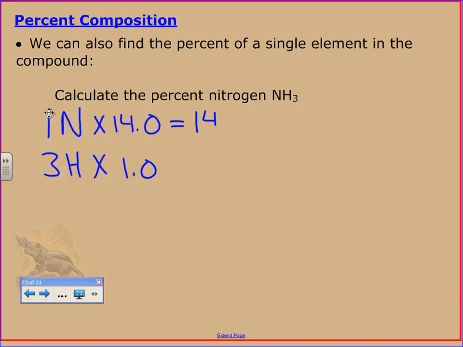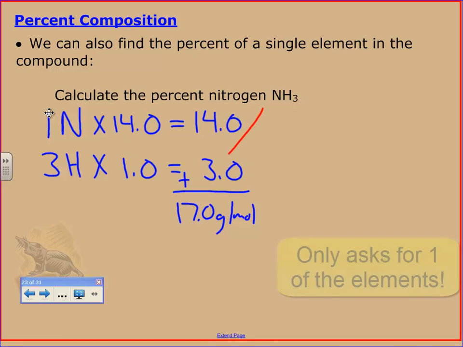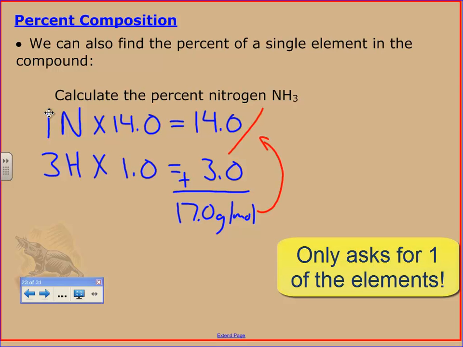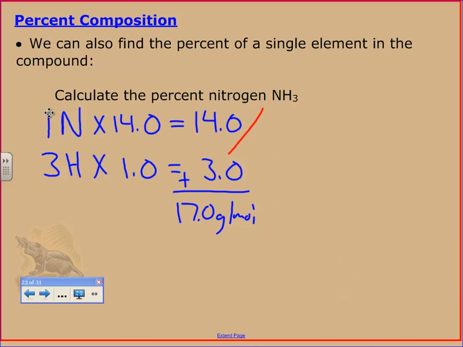Okay, so I've still got my 1 nitrogen. 1 times 14 is going to give me 14. I've got 3 hydrogens, so 3 times 1 is 3. I add those up and I get 17. Again, if that was a conversion factor, it would be 17 grams equals 1 mole, but we're just going to take it as grams per mole. So since I'm just looking for nitrogen, I'm going to take just the nitrogen part and divide it by the total, just like we did the last time. So 14 divided by 17.